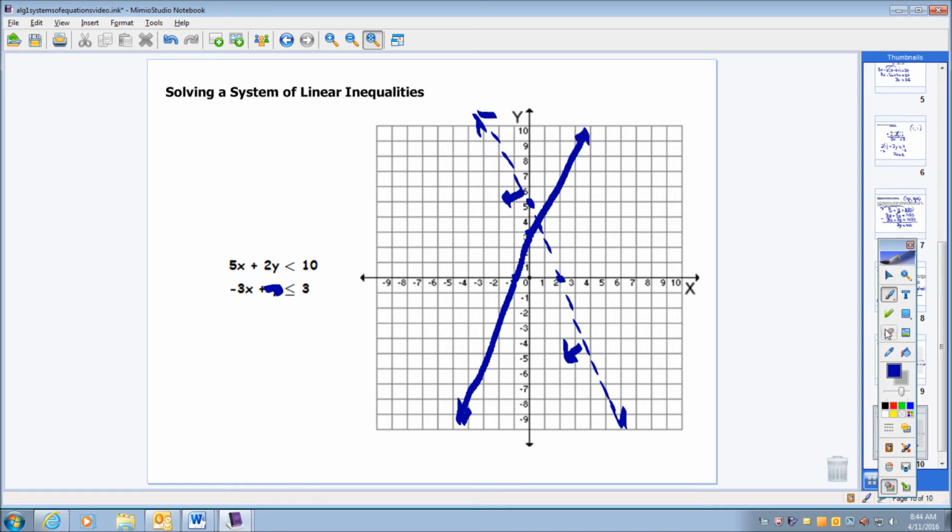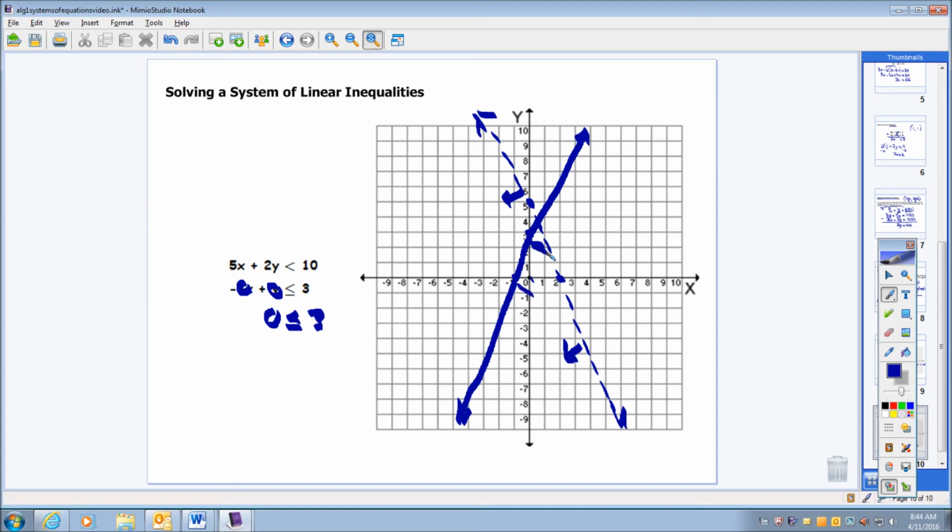Okay, almost done. Plug in a 0. We want to check it. What are we shading here and here? Remember, we can still shade here, and here, and here. We just don't know yet. So let's plug in 0 for x and 0 for y and see if that's true. Is that inequality true? Yes, it is. So we're going to be shading towards 0, which is this way.